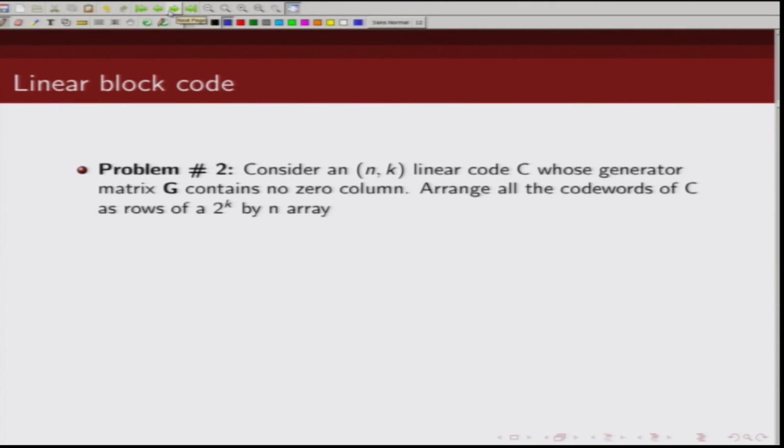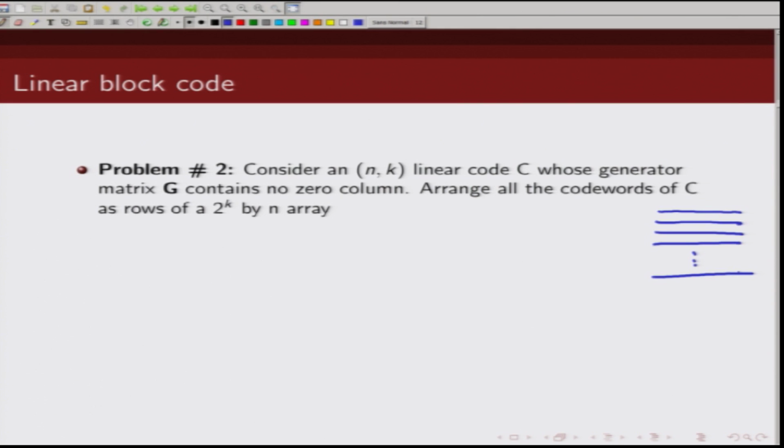The next problem that we will look at is as follows. Let us consider a linear (n,k) code C whose generator matrix contains no zero column. Now, arrange all code words of this linear code C as rows of a 2 raised to the power k by n array. So what we are doing is arranging the 2^k code words like this in an array.